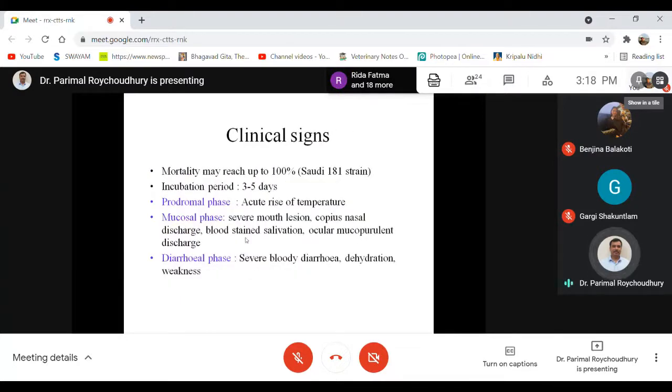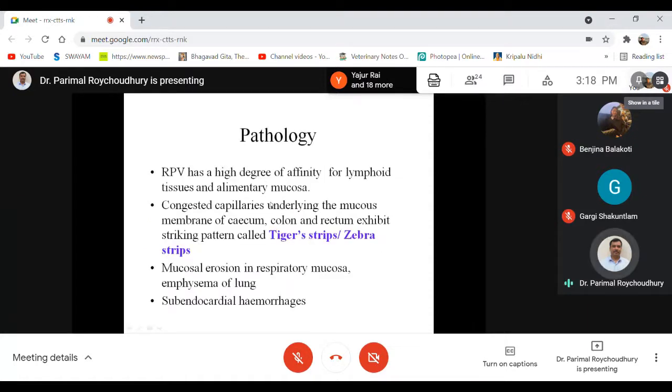Okay, so the disease clinically has three phases: prodromal, mucosal, and diarrheal phase. Mucosal means the inflammation of the subepithelium, and in the entire gastrointestinal tract it leads to severe dehydration, and death occurs in the animal. So there is one strain called the Saudi 181 strain. You can note it down. This is one such virulent strain which can cause 100% mortality in Rinderpest infection. So this was in Saudi Arabia. It was characterized and causing severe damage.